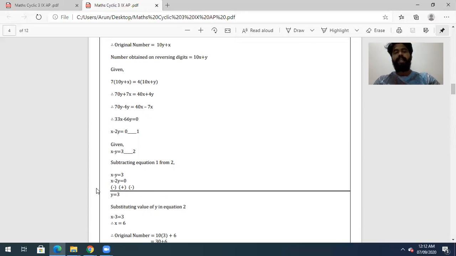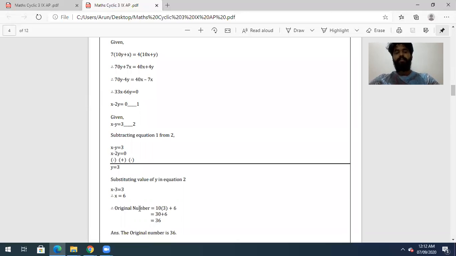When you subtract, the signs will change. So this is minus plus minus. X minus x cancels. Minus y plus 2y is equal to y. 3 minus 0 is equal to 3. We have y is equal to 3. Substituting the value of y in equation 2, we will have x minus 3 is equal to 3. So x is equal to 3 plus 3, which is 6.